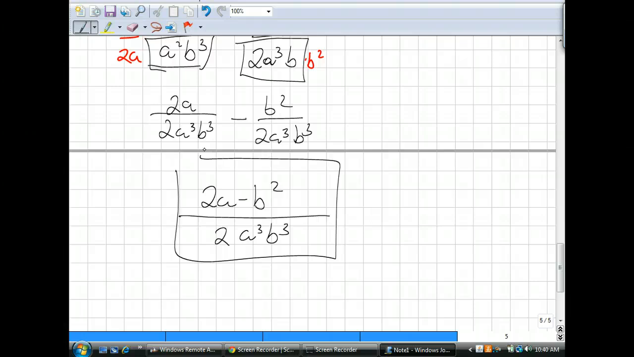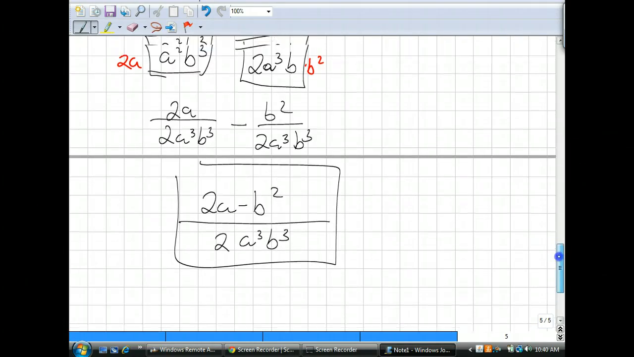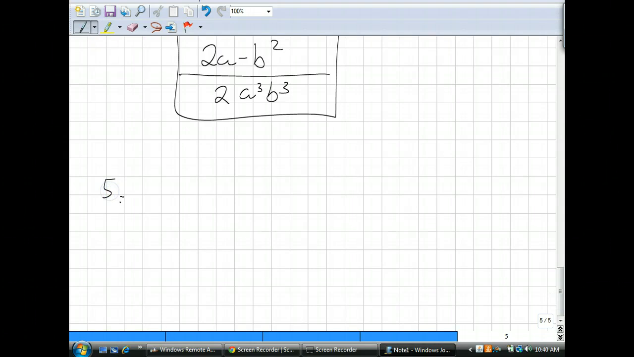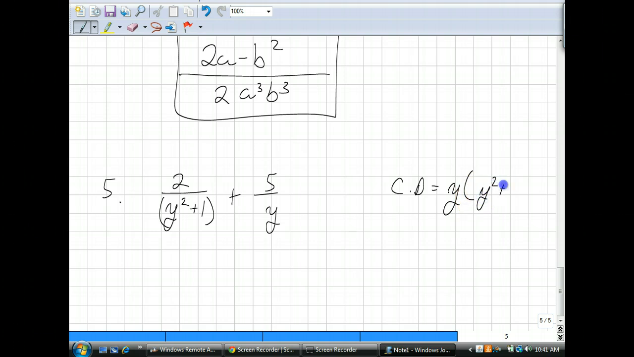Okay, and number 5, I have 2 times y squared plus 1 plus 5 over y. Now remember, we have to treat that as a single number, so we put parentheses around it. And we need a common denominator, so I need a y, and I need a y squared plus 1. So I'm going to multiply the first rational by y, and the second one by y squared plus 1. So if I do the bottom, I must multiply the top.